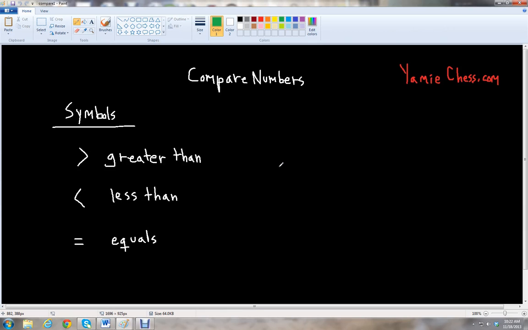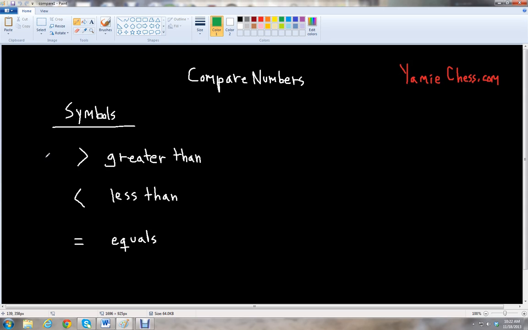Yami Chess is the math learning aid based on classic chess that helps students in math and science education for school. In this lesson, we will learn how to compare two numbers using three important mathematical symbols.